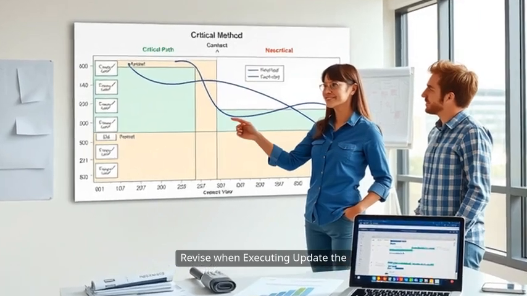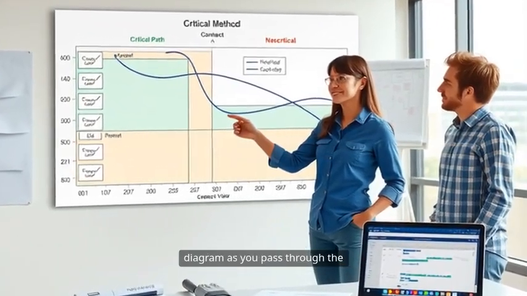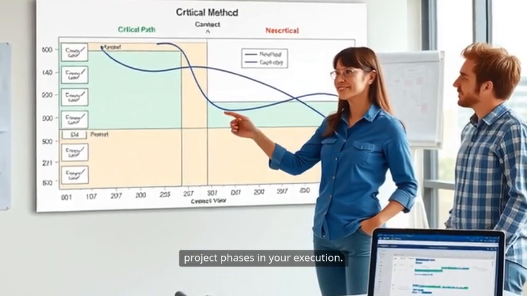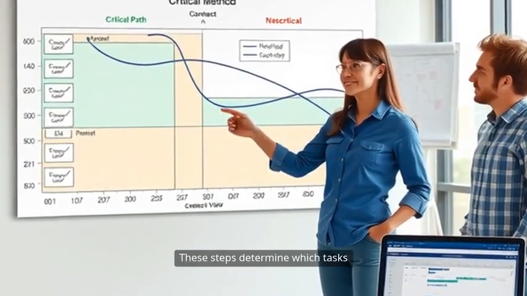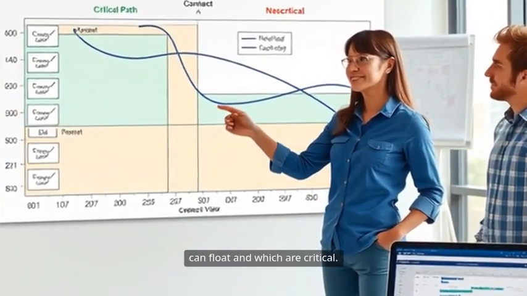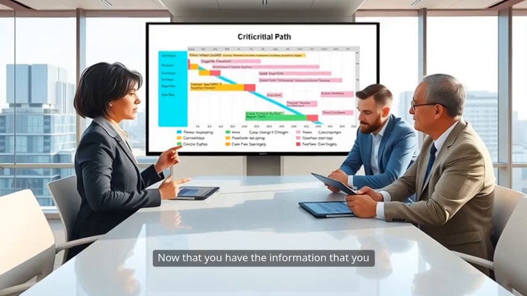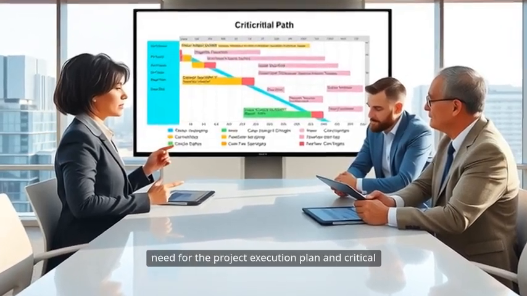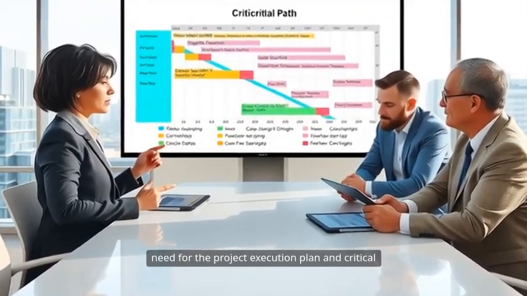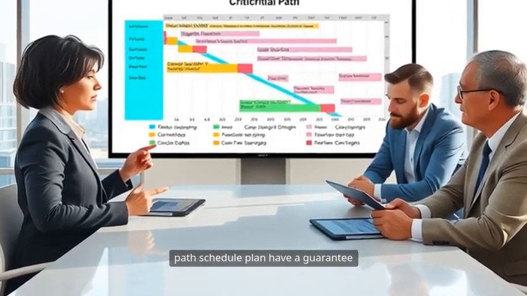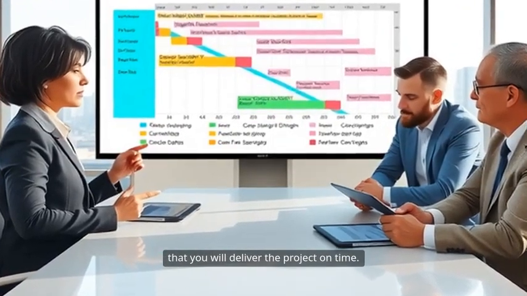Revise when executing. Update the diagram as you pass through the project phases in your execution. These steps determine which tasks can float and which are critical. Now that you have the information that you need for the project execution plan and critical path schedule plan, you have a guarantee that you will deliver the project on time.